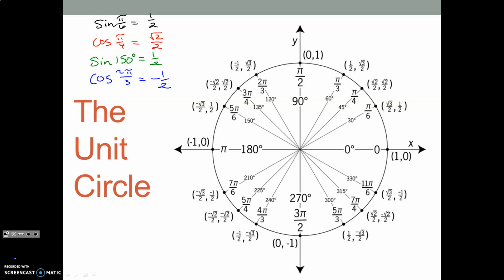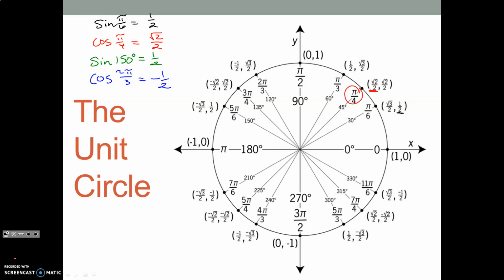Well, the unit circle is a circle centered at the origin, meaning it's centered here at 0, 0, and it has a radius of 1. So each of these to the side is 1. Now this unit circle is helpful because it can help to show you what each of these values are. If we look at sine of pi over 6, we got that it was 1/2. So I'm going to find this pi over 6, and I can see here that my y value for pi over 6 was 1/2.